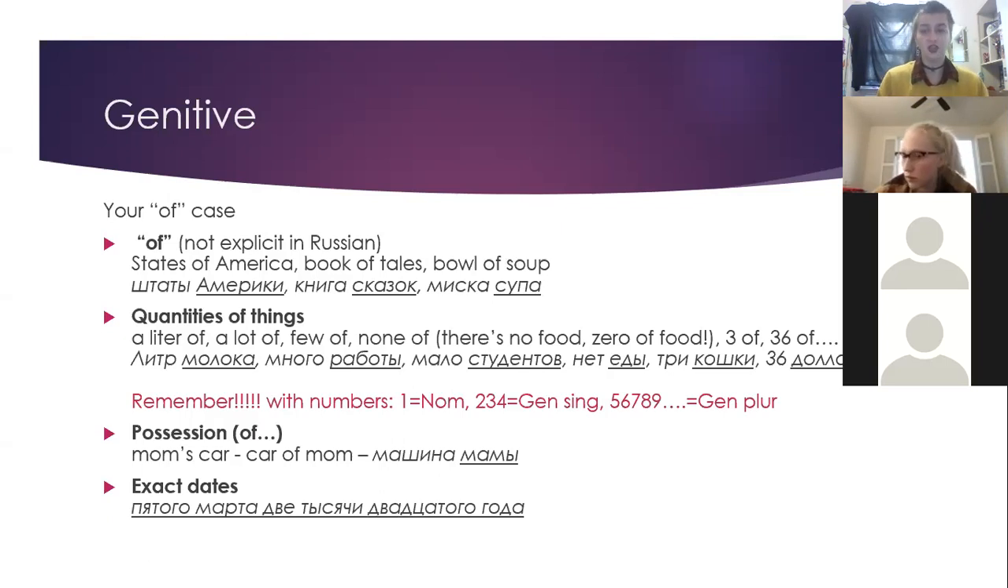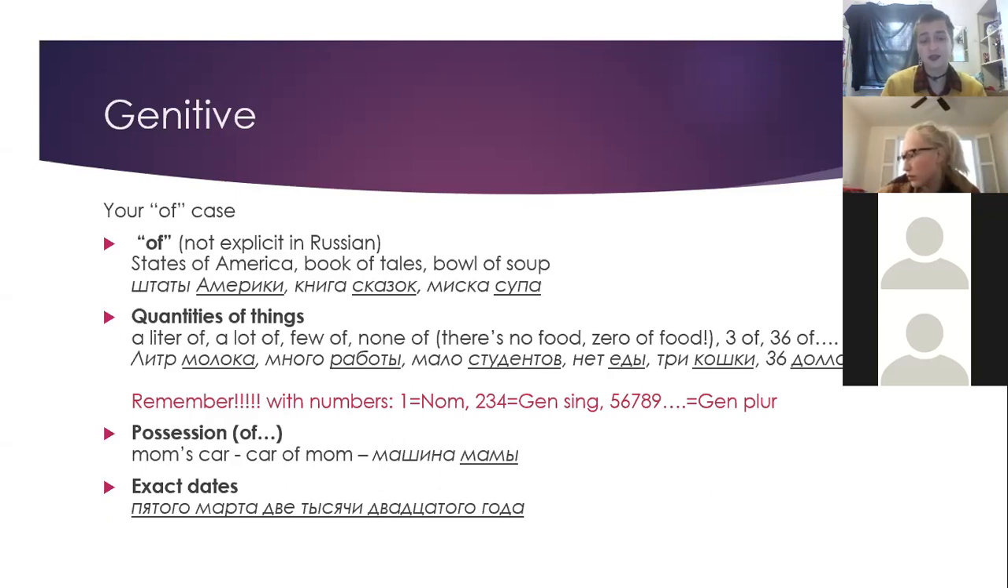Because we say I have none of the car, or zero of the car, zero of food. And all quantities except for one. Yeah, one is just nominative for some reason. But two to basically infinity, it's going to be genitive. Yeah, 3 of cats, 36 of dollars, 52 of cards. Of course, do remember that 2, 3, 4, genitive singular, or 23 or 154, doesn't matter. And 5, 6, 7, 8, 9, and the teens, genitive plural. By that point of time, you probably have that kind of hardwired into your brain after all these classes you took.